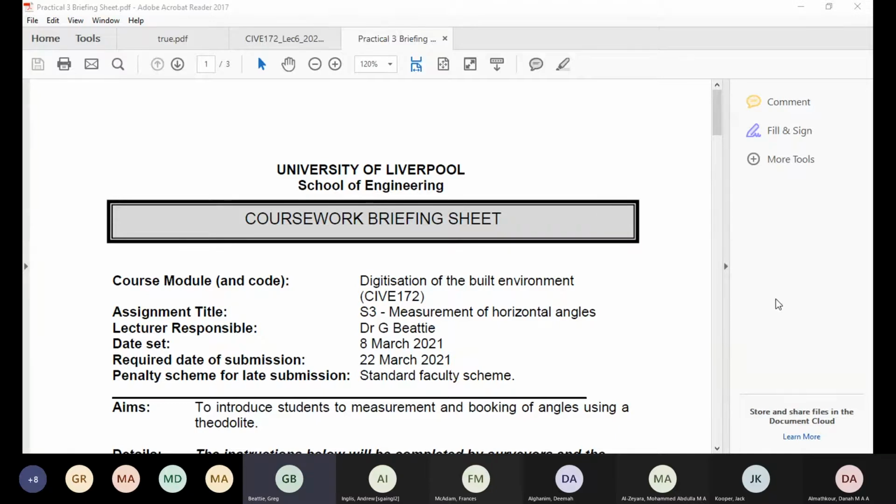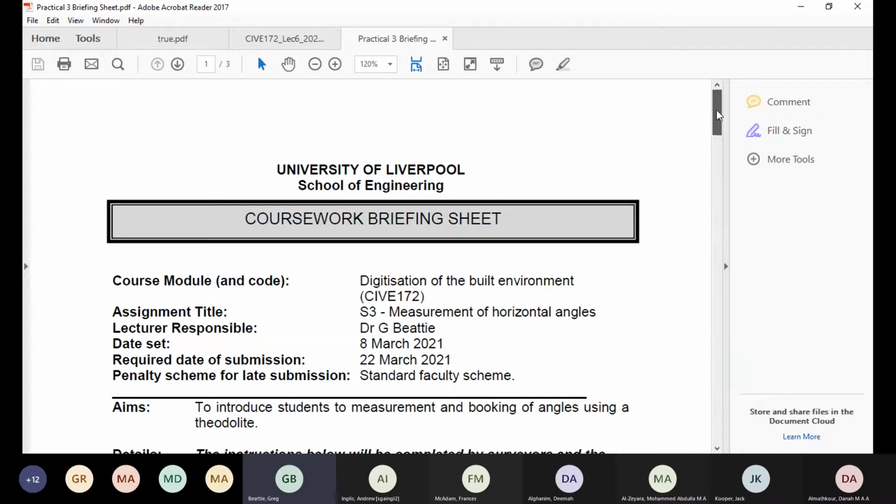As I said last week, although we've got a 3-hour slot, we don't need all of that 3-hour slot. I had a few issues putting the video together last night, this morning, which hopefully have been resolved. So apologies for the slightly delayed start. Now, you should be able to see the briefing sheet on the screen. If you can't, shout out.